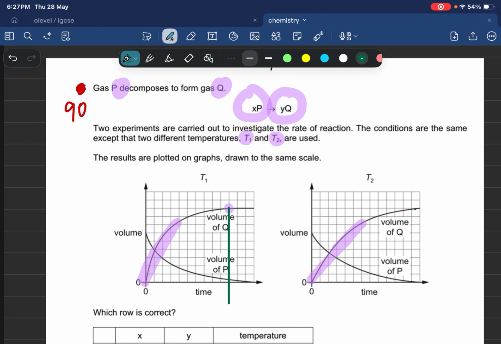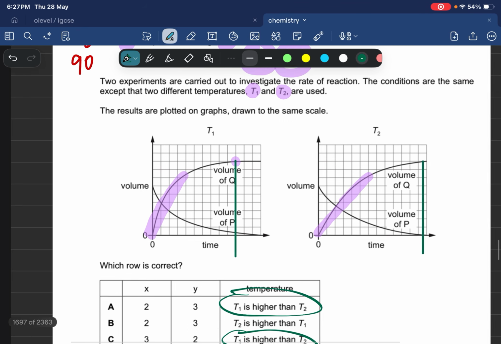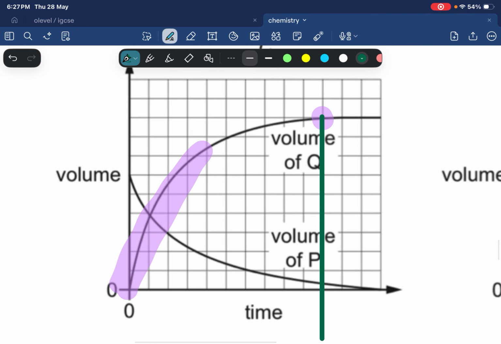And over here we're forming the product at this much time. So T1 is higher, because at high temperature you form the product quickly. Now what do we do? We look at the boxes. We have 1 box, 2 box, 3 box, 4 box, 5 box, 6 boxes.